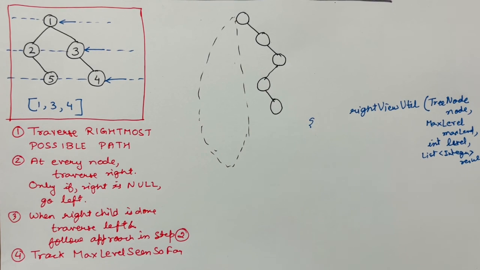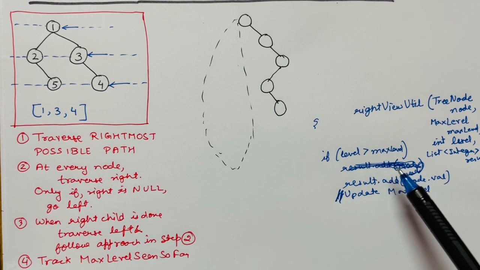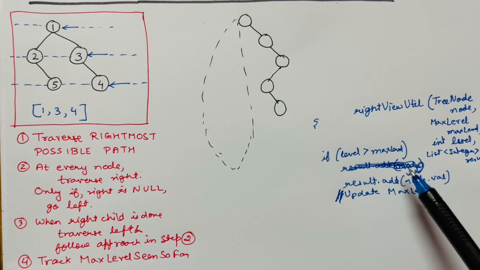Now let's see what will happen in every recursive call. So first of all, for the current level, we have to check whether this current level is greater than the max seen so far. If the current level is greater than the max level that we have seen so far, this would mean that at this level, this is the first rightmost node that we have seen.